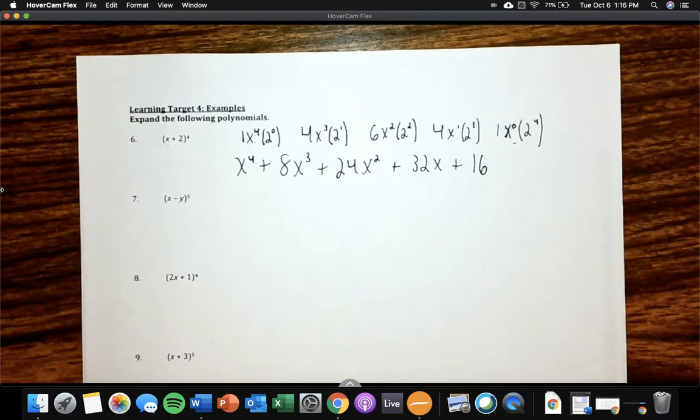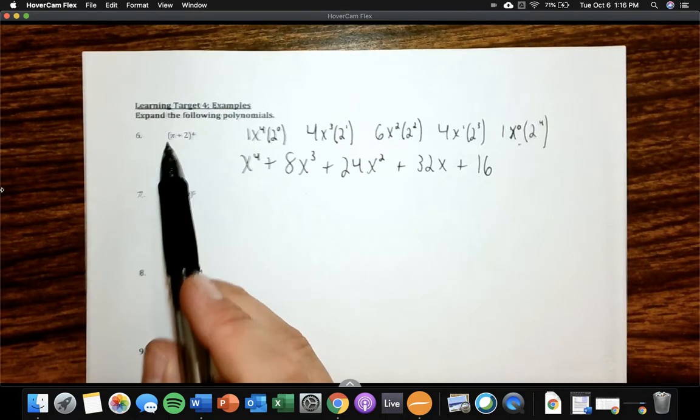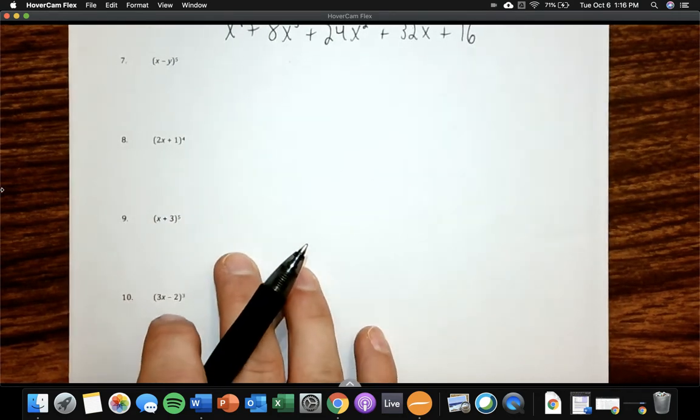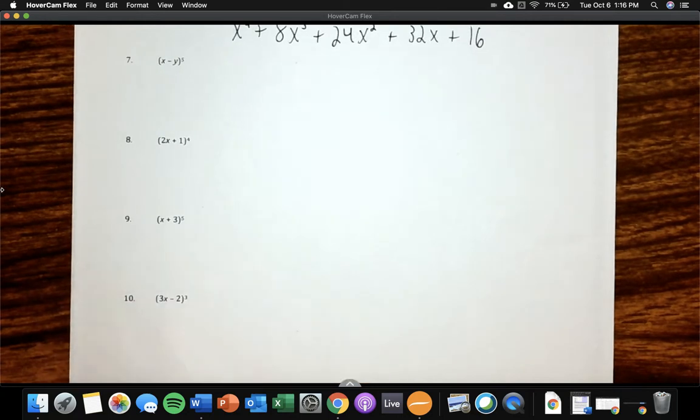Notice how we didn't have to expand this and then FOIL it all together and distribute. What we're doing is we're using Pascal's triangle to quickly expand our polynomial. So let's look at number 7. Number 7, it's raised to the 5th power, which means it's going to follow our triangle.